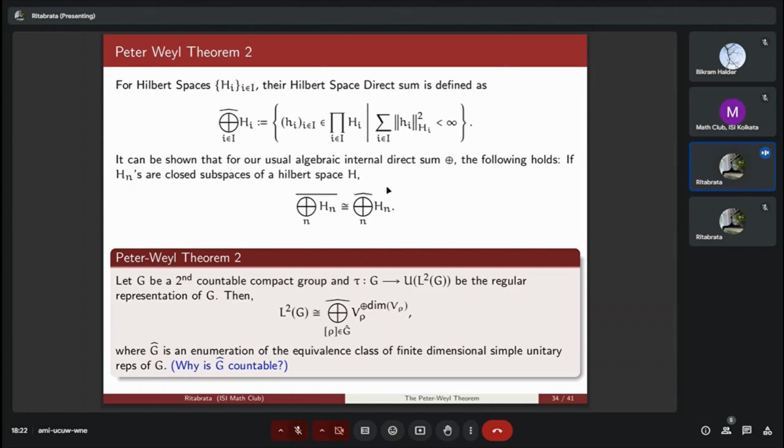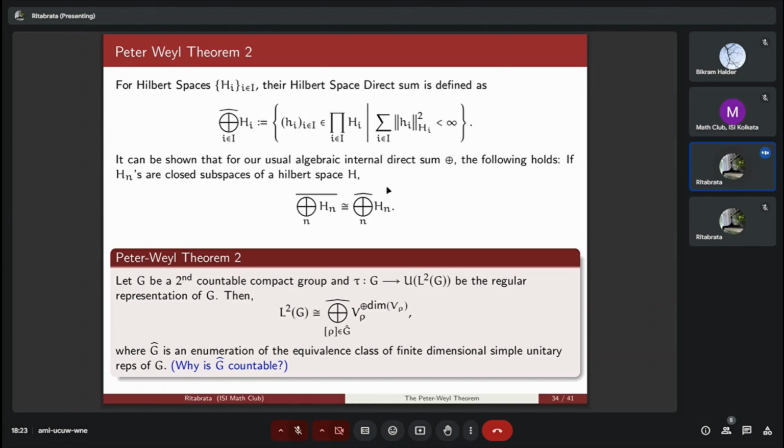So let G be a second countable compact group. Second countable means it has a countable basis. That is, we have a countable collection of open sets so that given any open set and any point in it, one of the countable collection of open sets is inside that open set and also contains the point.